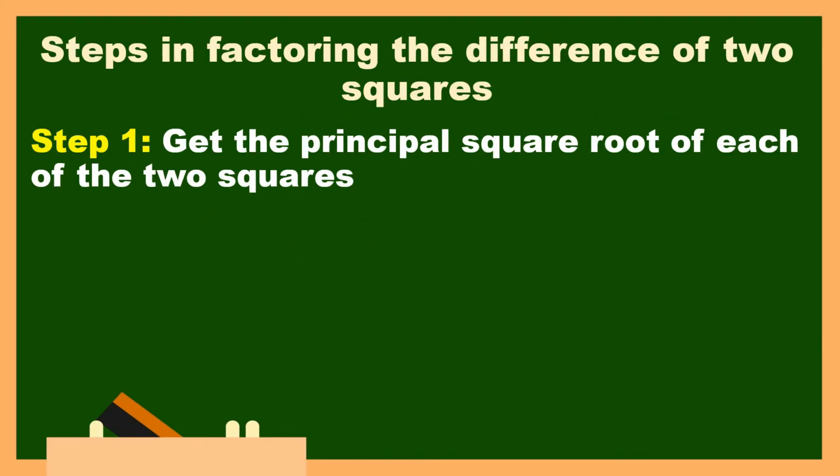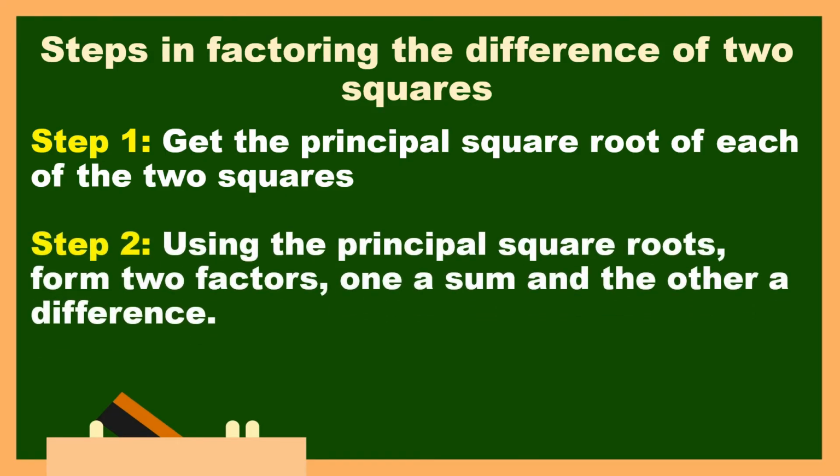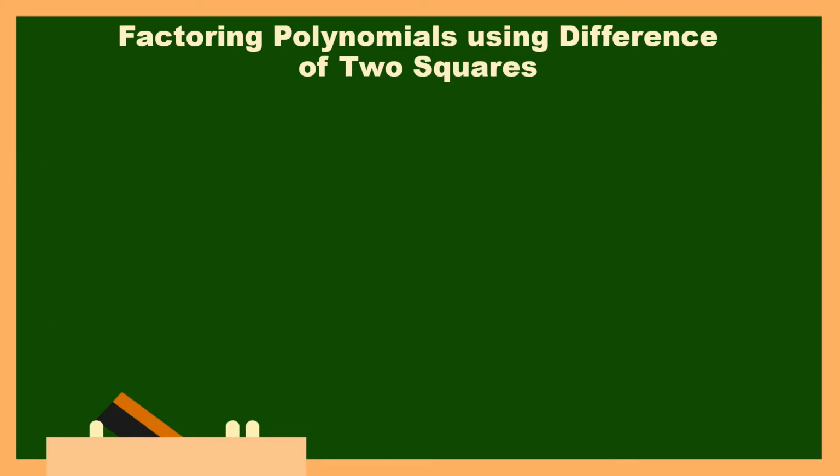Here are the steps in factoring the difference of two squares. Step 1. Get the principal square root of each of the two squares. Step 2. Using the principal square roots, form two factors, one a sum and the other a difference. Now, let us have an example.